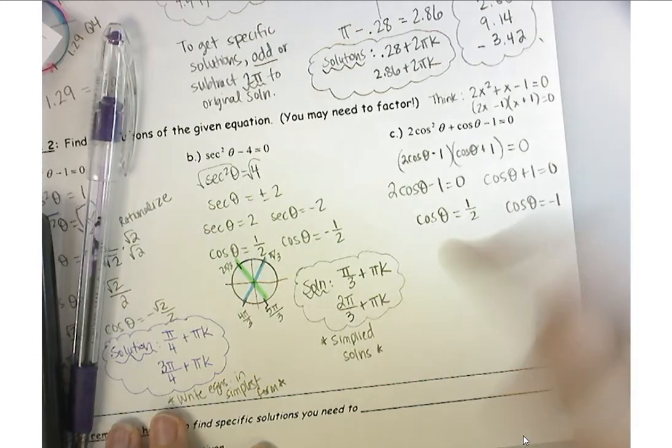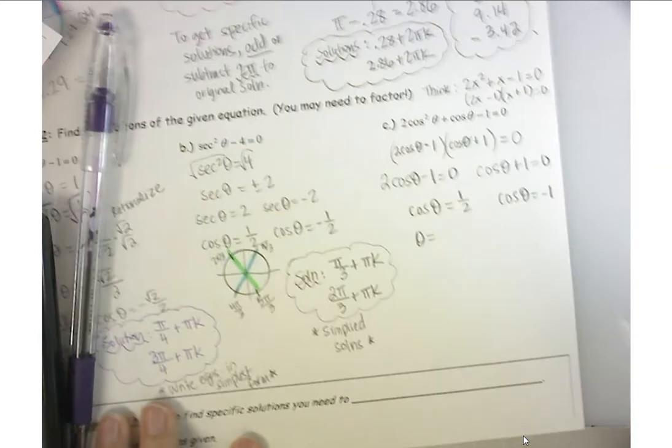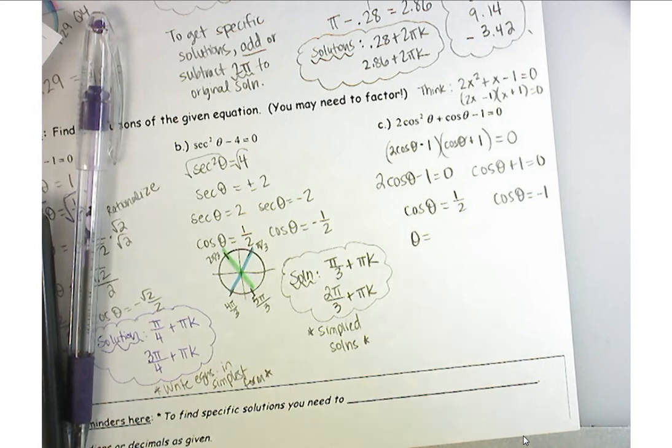Okay, then you ask yourself, where on the unit circle is the cosine 1/2? I'm going to finish the video, so if you can just leave as quietly as possible, and then you can watch the rest of this on your video.